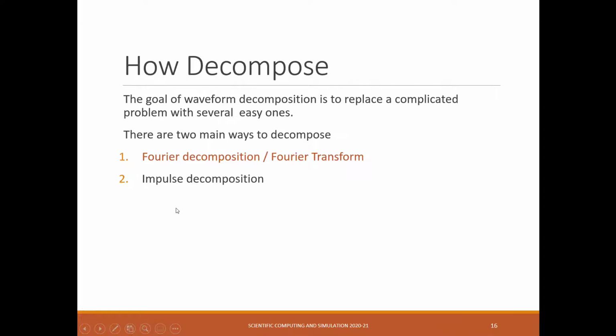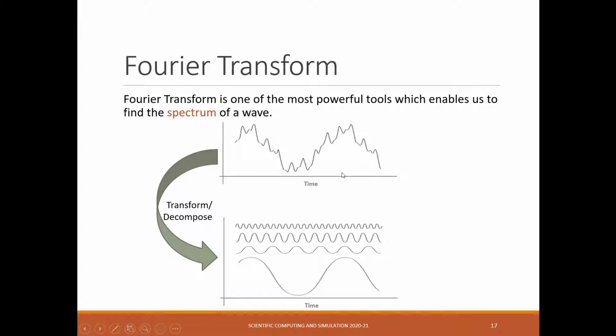There are two main approaches for wave decomposition: Fourier decomposition or Fourier transform, and impulse decomposition. In this module, we only focus on Fourier transform. We use Fourier transform to obtain the spectrum of signals.